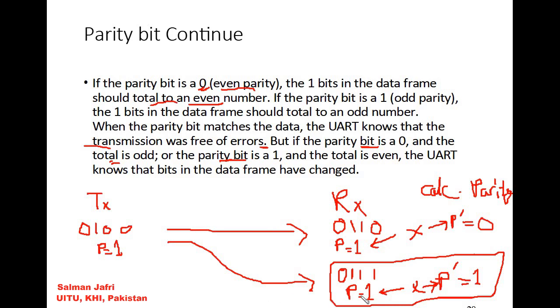But again, if we have this kind of thing, which is more than 1 bit in error, 2 bits in error, now again the transmitted parity was 1 and the calculated parity P dash is again 1. So the receiver won't recognize that this is an error. So parity can only detect a single bit in error.